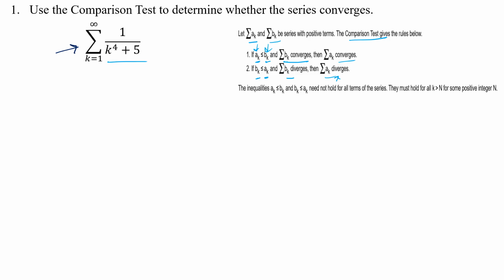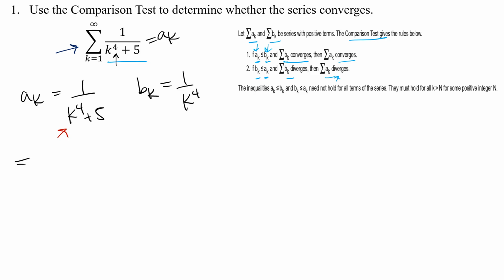So let's suppose I look at my highest exponent that I have in the bottom. I'm going to say that this is my a sub k, okay? So let my a sub k be what I have inside here. And then I'm going to let my b sub k simply be, looking at the highest degree there, 1 over k to the 4th power, okay? So then we can easily see that if I just have k to the 4 plus 5, I can definitely tell that that's going to be greater than or equal to k to the 4, right?